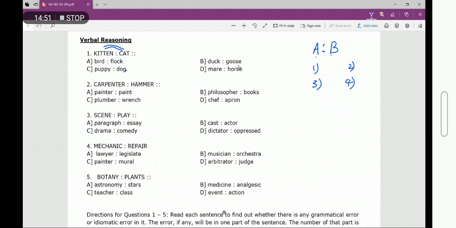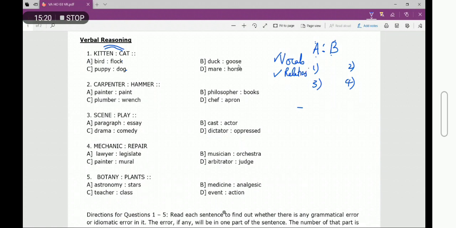Now the first thing is we should always focus on what the relationship between A and B could be. I'll give you some examples. What types of relationships are there normally? It requires two skills. One is vocabulary, because if you don't know the meaning of the word, you cannot find the relation. So first is vocabulary, and then clearly defining the relationship.